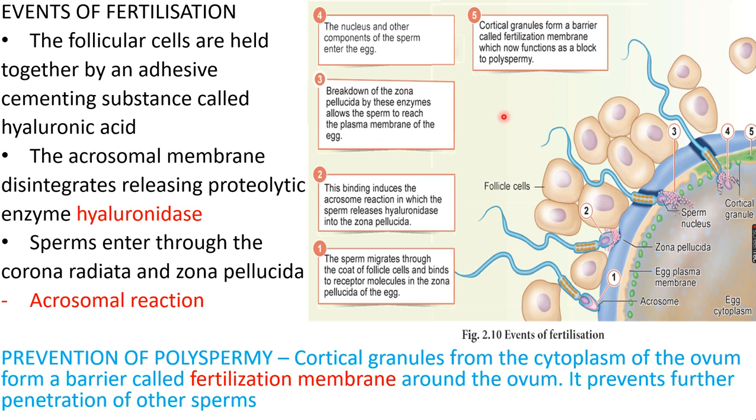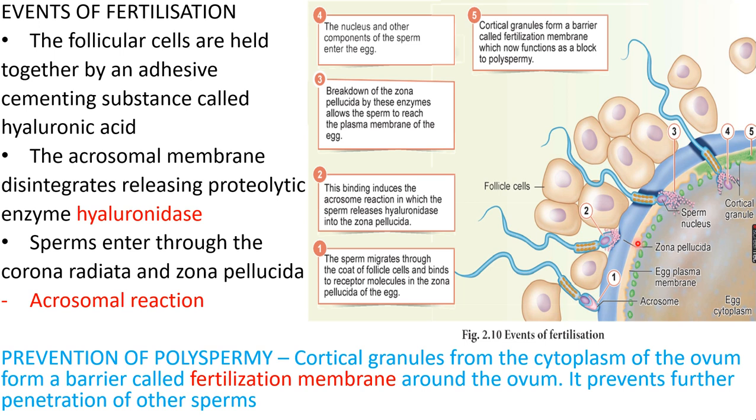So these are the various steps: the sperm migrates between the follicular cells, which are tightly bound by hyaluronic acid, and the hyaluronidase enzyme secreted by the acrosome helps it penetrate the zona pellucida. The breakdown of the zona pellucida by the enzymes allows the sperm to reach the plasma membrane of the egg. A single sperm alone, its head with the nucleus, enters inside, not the other sperms.